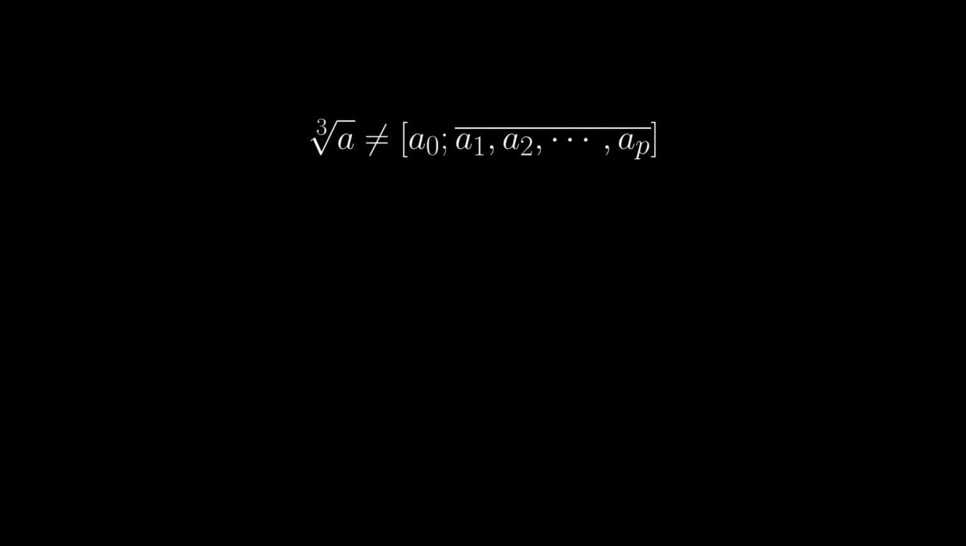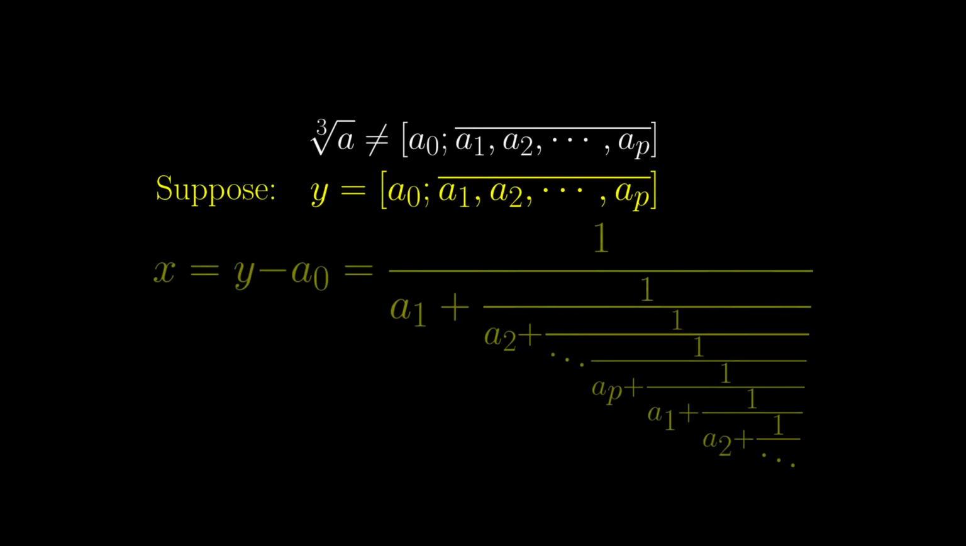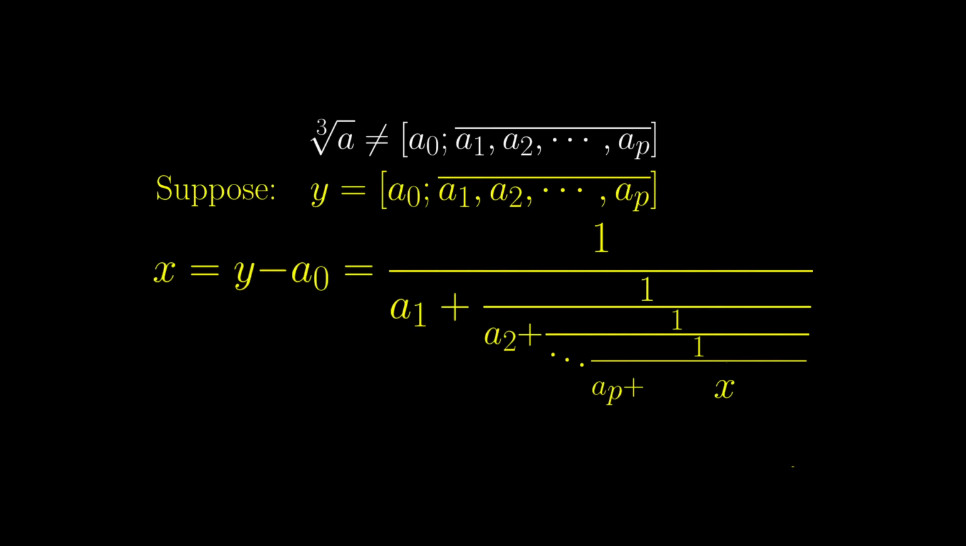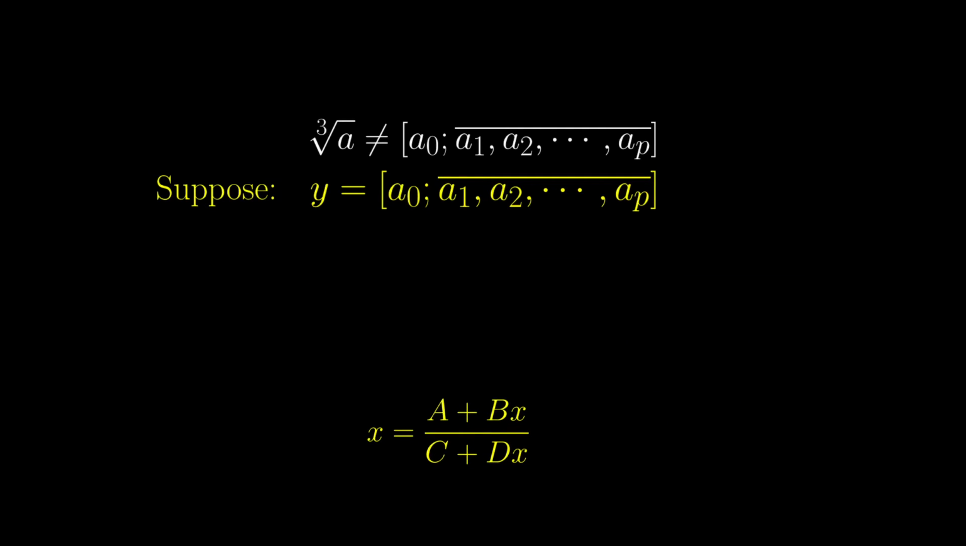But continued fraction for cube roots is never periodic. We can actually prove this pretty easily. Let's say a number y can be written as a periodic continued fraction with period p. Let's say the repeating part is x. Then by writing x in full and replace the repeating part by x, we have this sort of monstrous equation. However, don't worry, because we can unveil the entire continued fraction on the right from the bottom. Eventually, we will end up with the equation x equals a plus bx divided by c plus dx, where a, b, c, and d are some constants.